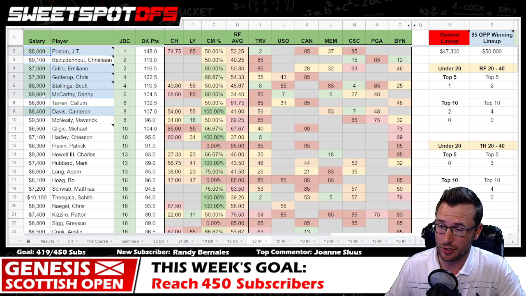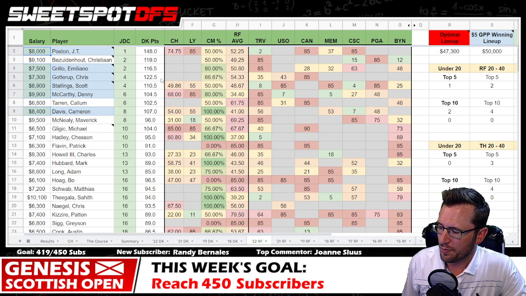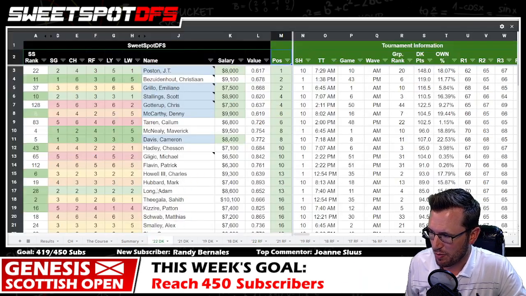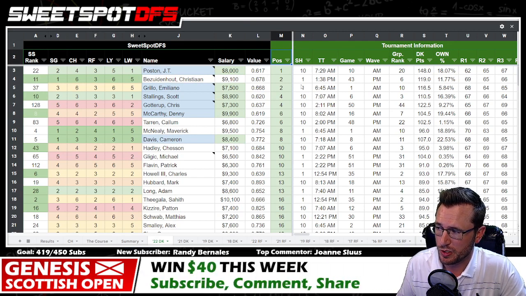Congratulations on that GPP winner. He was also the Sweet Spot Optimal winner as well. Now, going from here, I think it's just smart to get right into the Sweet Spot process, and we'll start with the Sweet Spot ranks.